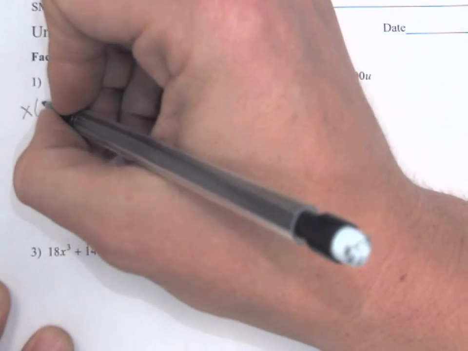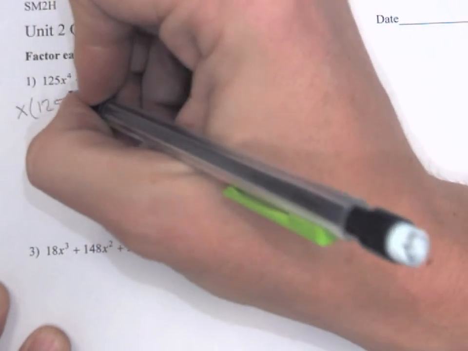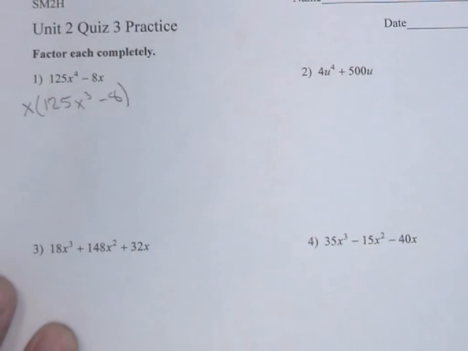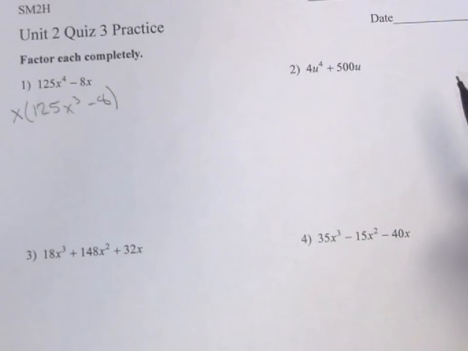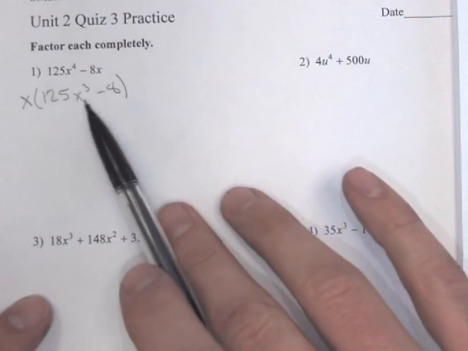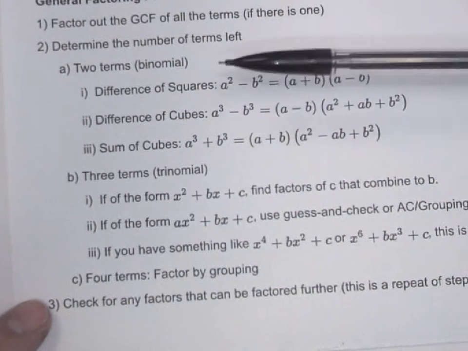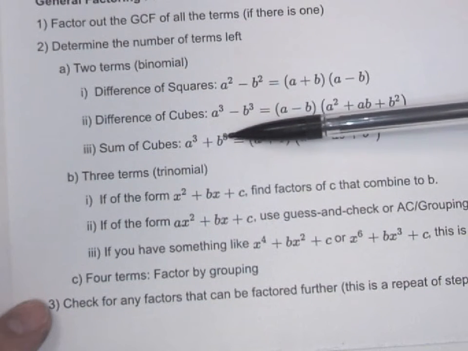We pull that out and we're left with 125x to the third minus 8. Okay. Now we just did step one, factor the GCF. Step two says determine the number of terms left. So we have two terms left here, and so we're going to look at our two-term possibilities. We're going to see, do we have a difference of squares, do we have a difference of cubes, or do we have a sum of cubes?